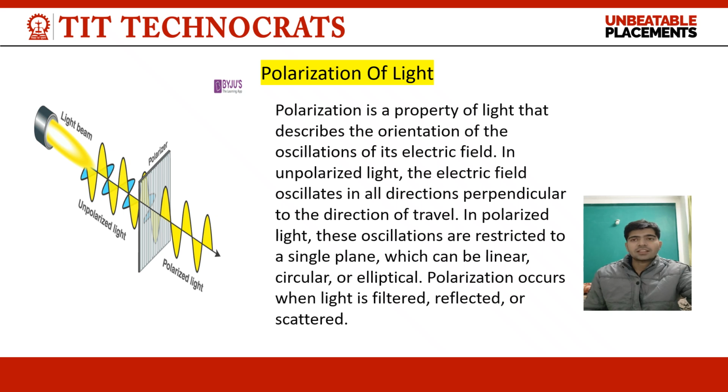So let's get started. As you see in the diagram, polarization is a property of light that describes the orientation and oscillation of the electric field. In unpolarized light, the electric field oscillates in all directions perpendicular to the direction of travel. In polarized light, these oscillations are restricted to a single plane, which can be linear, circular, or elliptical. Polarization occurs when light is filtered, reflected, or scattered. So basically, polarization is a property which describes the orientation of oscillation of the electric field.